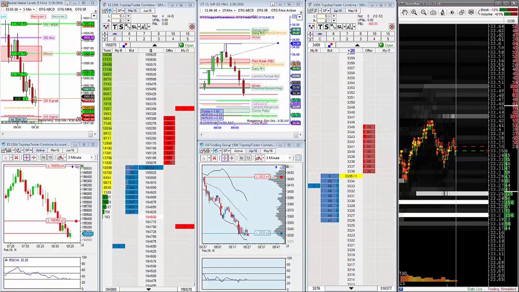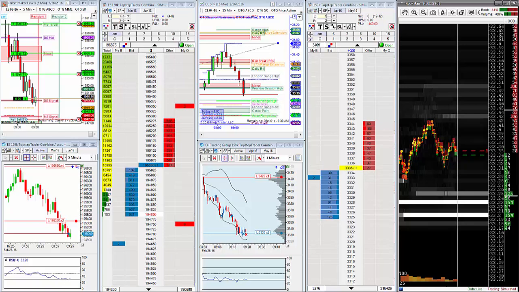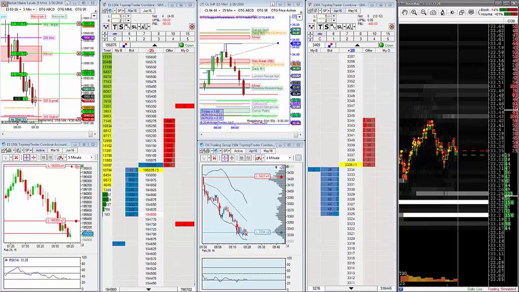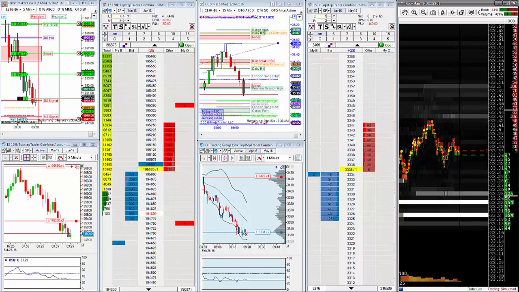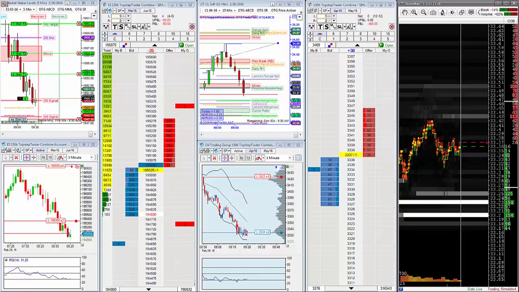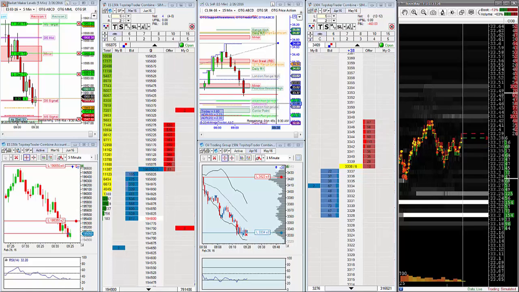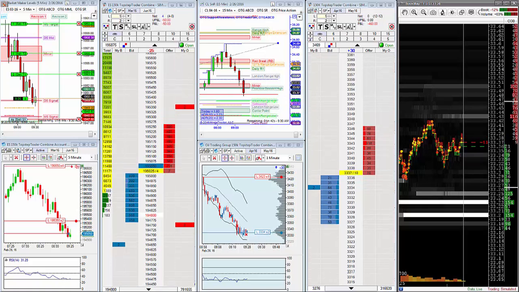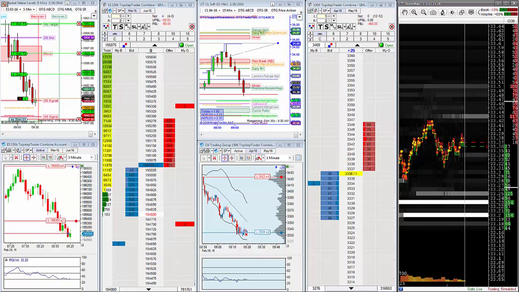35, 34. I'm going to try to put it in here. 35, 34. Let's go ahead and put it in at 34 here, if it'll let me. There's 34, hit but no fill, hit but no fill. Took me out to the tick down there. Son of a bear. Yeah, 31. It took me out at 31.